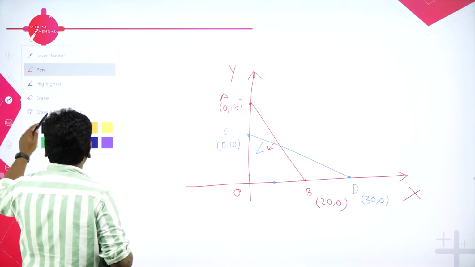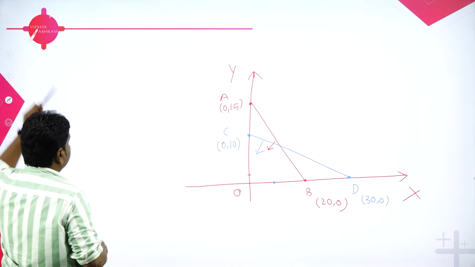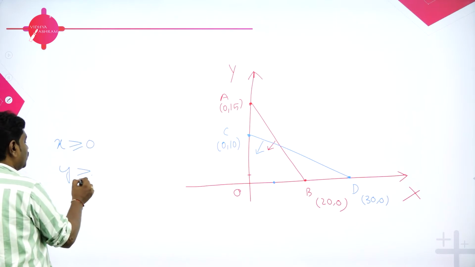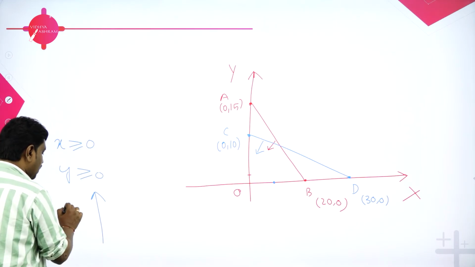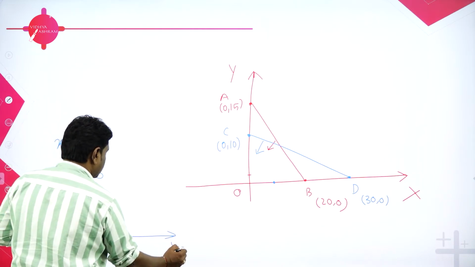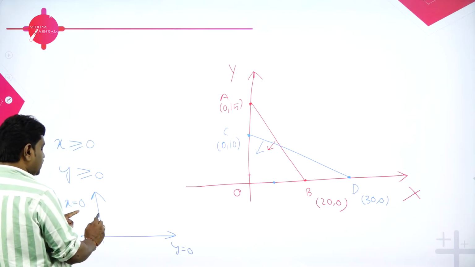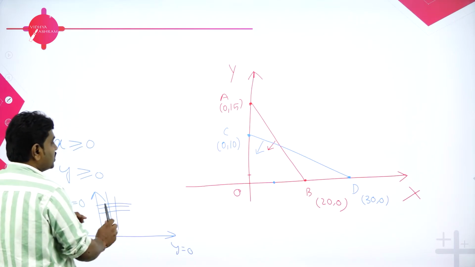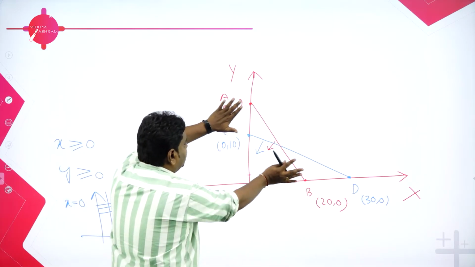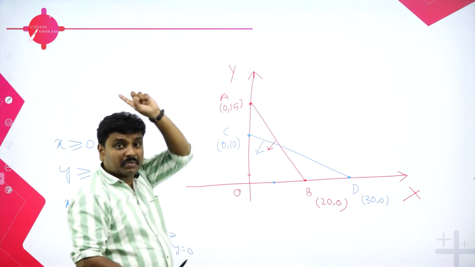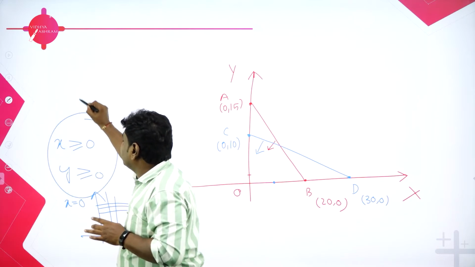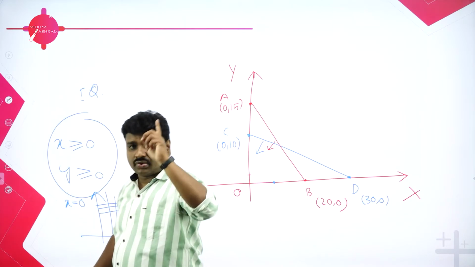Then the other two lines, no need to draw. One line is x greater than or equal to 0, the other one is y greater than or equal to 0. My dear students, the y-axis we call x equal to 0, and the x-axis we call y equal to 0. Greater than for x means right side, for y means above, so the graph should lie only in this quadrant. So don't stretch the lines further. I stopped the lines within what quadrant? First quadrant. Remember, if both x greater than or equal to 0 and y greater than or equal to 0 are given, it says first quadrant, and don't draw and waste your time.